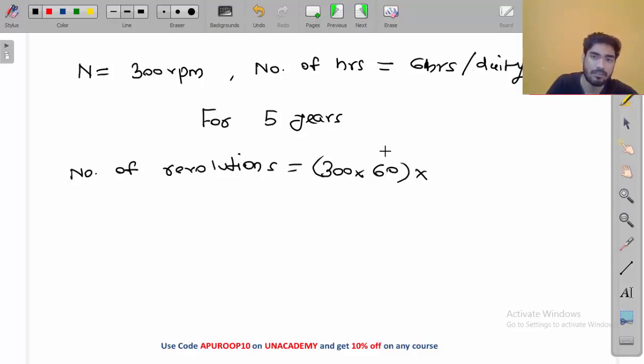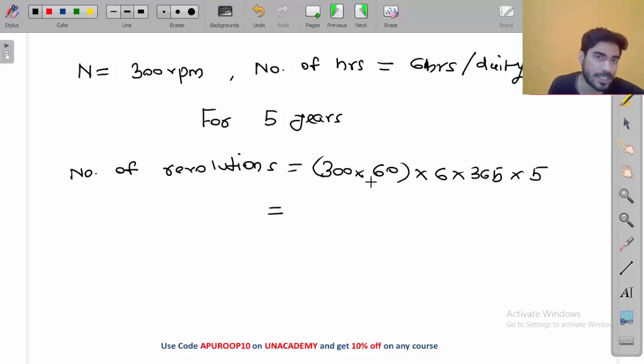And it is rotating for 6 hours every day. So in 1 day, it is rotating for 300 into 60 into 6. In 1 hour, 300 into 60, so in 1 day, 300 into 60 into 6. In 1 year, there will be 365 days, so in 1 year, it will rotate this much. And in 5 years, multiplied by 5.